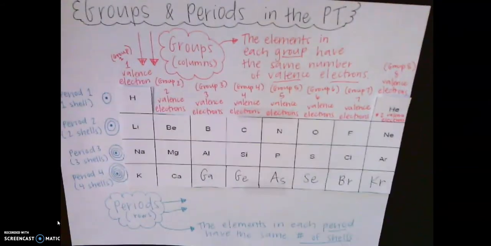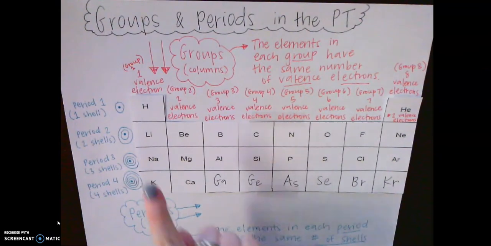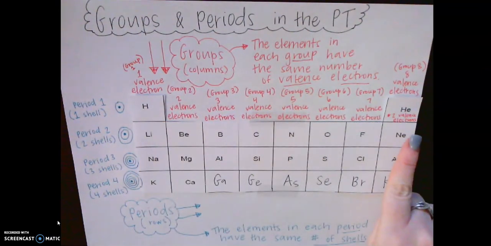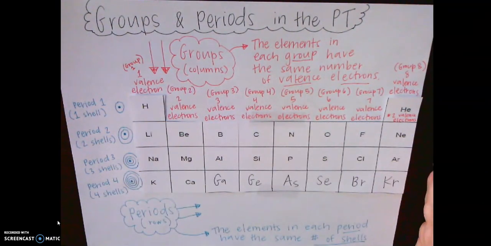So the 2 trends I want you to notice, let me zoom you out a little bit, the 2 trends I want you to notice is that as we move from left to right on the table, we increase the number of valence electrons, the outermost ring. And as we move down the table, we increase the number of shells, which means that we're increasing the number of electrons in those shells.